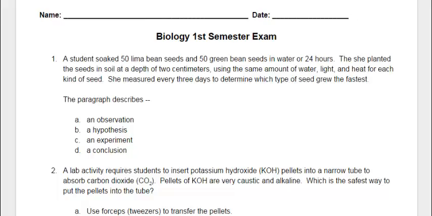First question. A student soaked 50 lima bean seeds and 50 green bean seeds in water for 24 hours. Then she planted the seeds in soil at a depth of 2 centimeters using the same amount of water, light, and heat for each kind of seed. She measured every 3 days to determine which type of seed grew the fastest. The paragraph describes A, an observation, B, a hypothesis, C, an experiment, D, a conclusion.